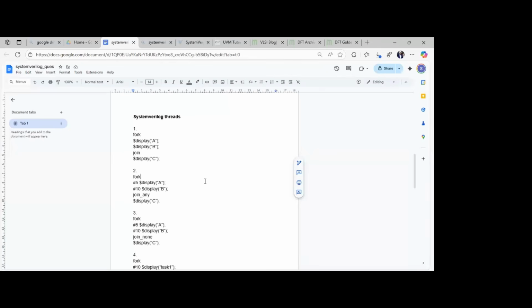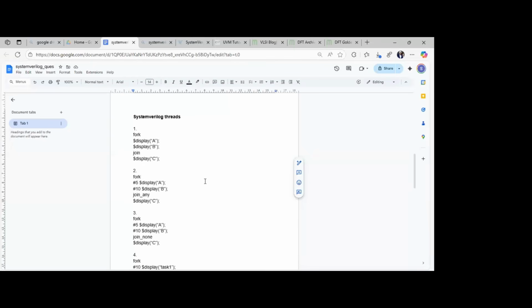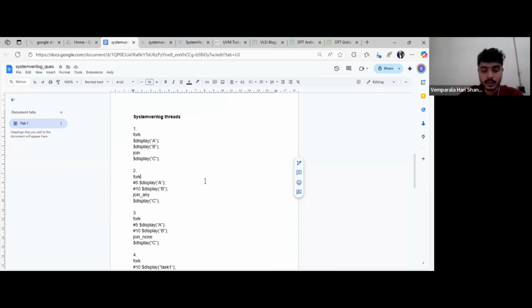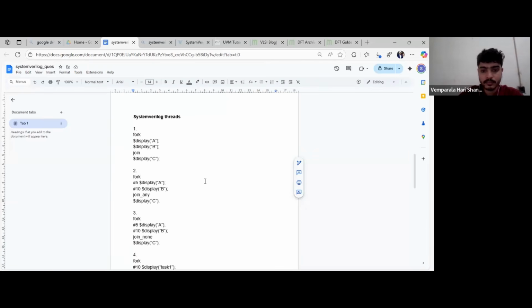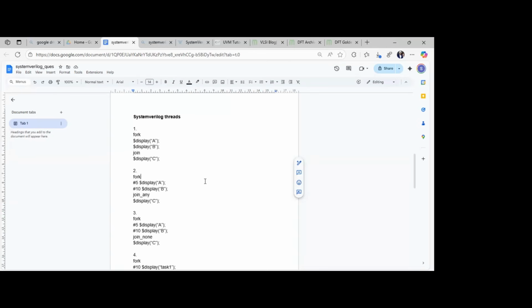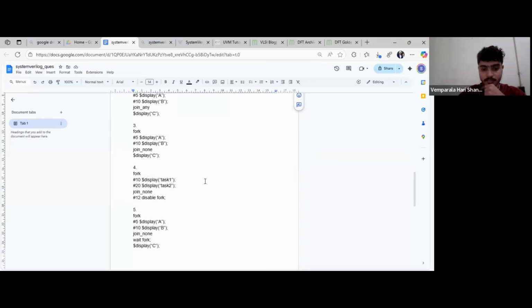Can you repeat that? When it comes to fork join none, ma'am, first the parent will be executed. After that, the two child classes will be executed. So what will be the output? C, A, B. Okay, that's correct. The parent does not wait at all, and all child threads keep running in the background. Okay, now I remember.